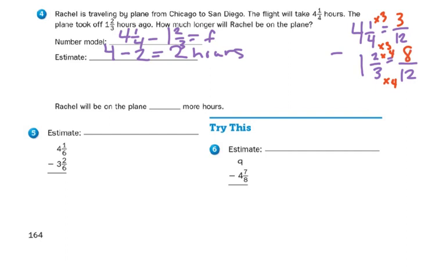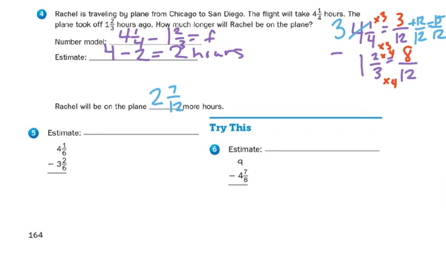Uh-oh, the larger fraction is on the bottom, so guess what? I have to borrow from the 4 and make it equal to what? To 3. I'm going to take that whole number, turn it into a fraction that has 12ths as a denominator. I'm going to add by making it 12. 12 12ths is equal to 1 whole. Add that to what's already there. 3 12ths plus 12 12ths is 15 12ths. Now I can subtract. 15 minus 8 is 7 12ths. And 3 minus 1 is 2. So she's got about 2 and 7/12 hours left.